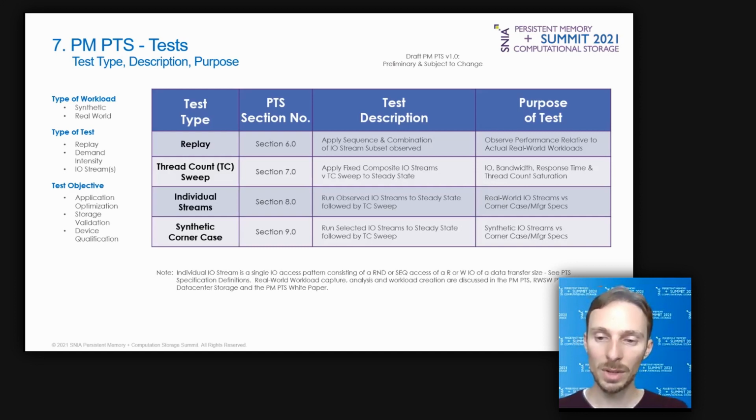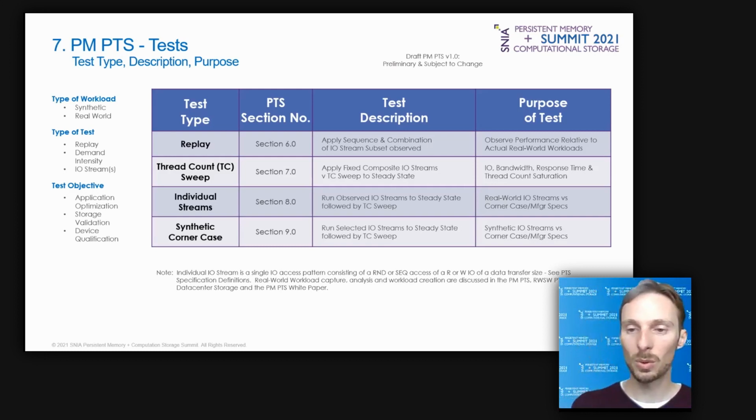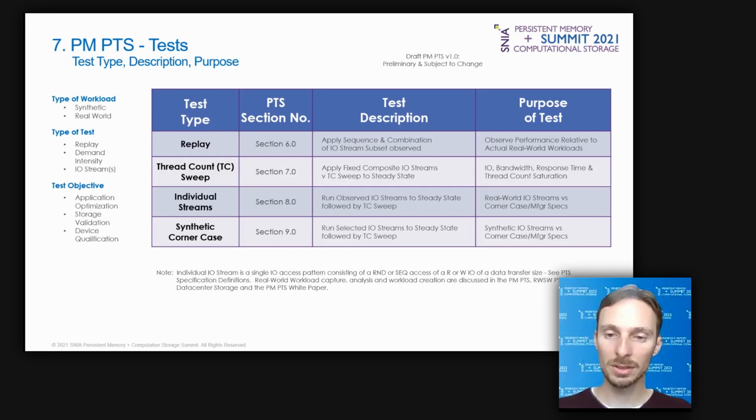In the persistent memory PTS, there are multiple test types to cover a wide array of objectives when evaluating persistent memory performance, from synthetic to real-world workloads. Some engineers may just want to validate the manufacturer's performance specs, in which a simple synthetic benchmark would suffice. Other users may want to perform more complex evaluations based on real-world workloads for application optimization or storage validation.